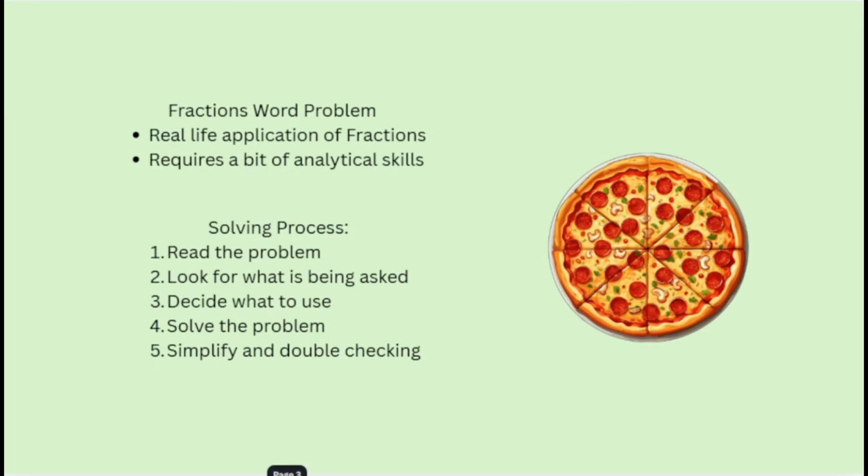So for our first example, we have this one. Sophia ate 1/4 of a pizza and her brother ate another 1/4 of the pizza. How much of the pizza did they eat altogether? Since the word problem is asking for how much did they eat altogether, this problem implies that we need to add the fractions that they ate together.